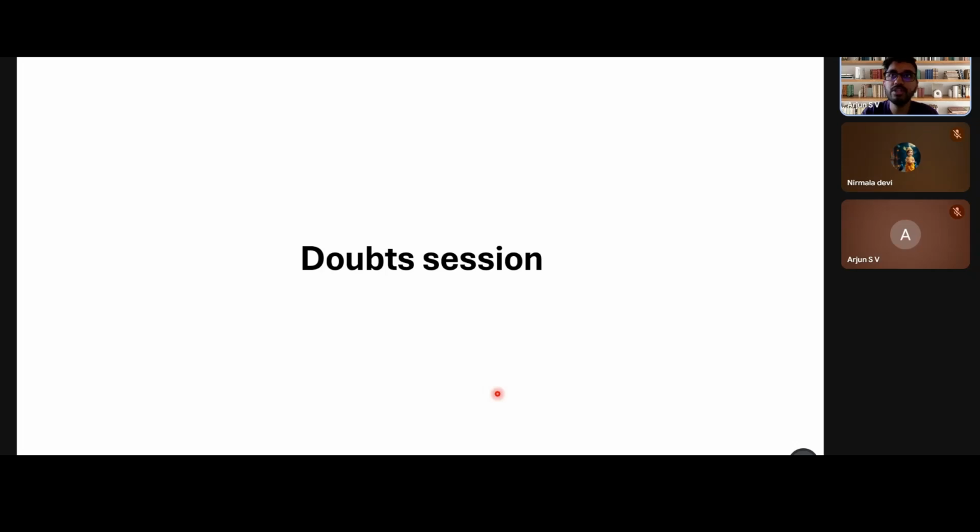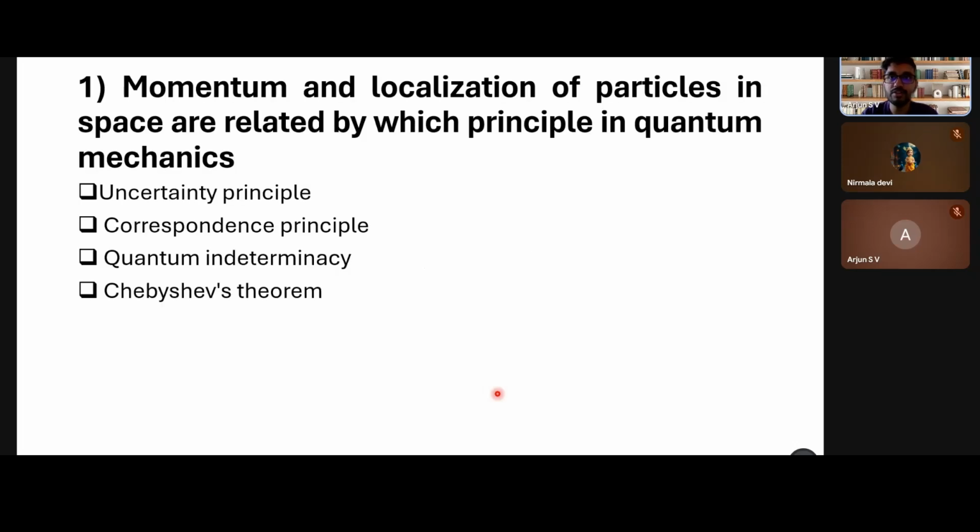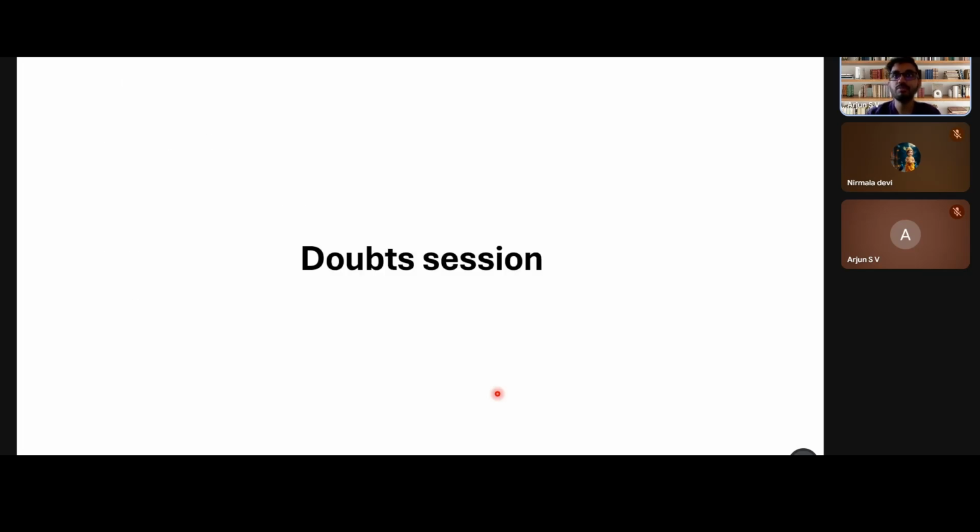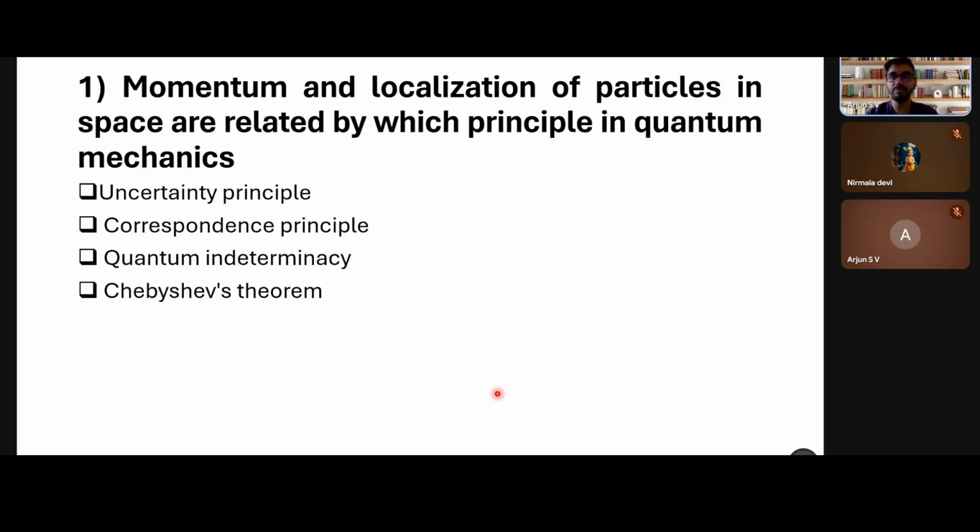So I'll directly go into discussing the questions and the answers for week one of the assignments, which we already know. So I'll just be going through very fast. Only if there are any problems, I will stop and try to elaborate in detail. So the first question in the week one assignment was momentum and localization of the particles in space are related by which principle in quantum mechanics?